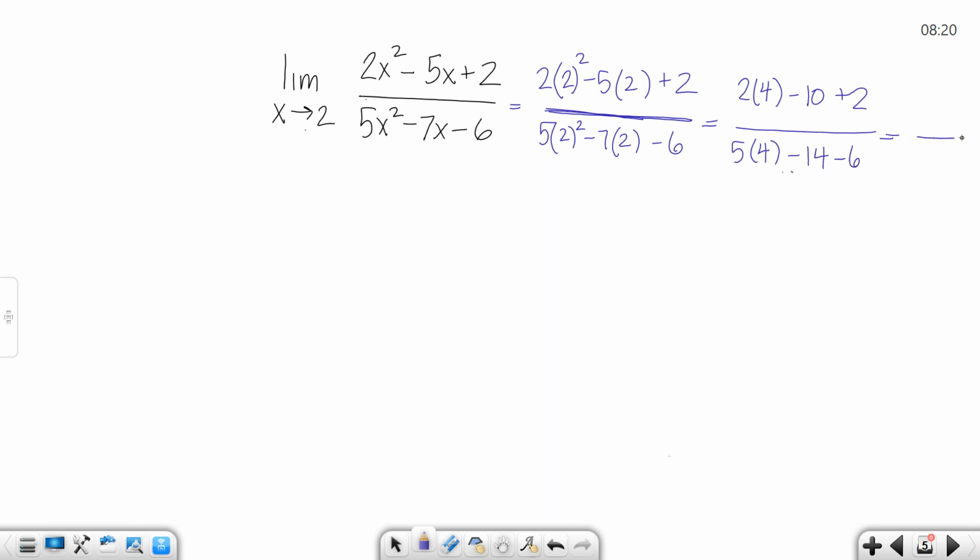Okay, so just simplifying that out, that's what we get. So on the top we get 8 plus 2 is 10, 10 minus 10 is 0. 20 minus 14 minus 6, that's 0. So it's 0 over 0. And we know 0 over 0 means do more work. In this particular case, that do more work is factor and reduce.